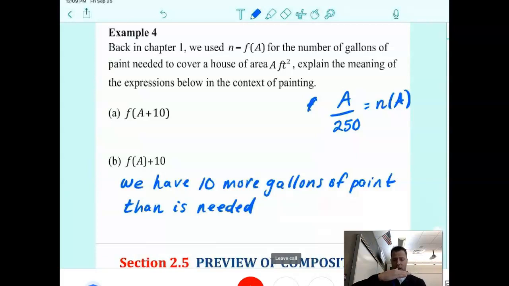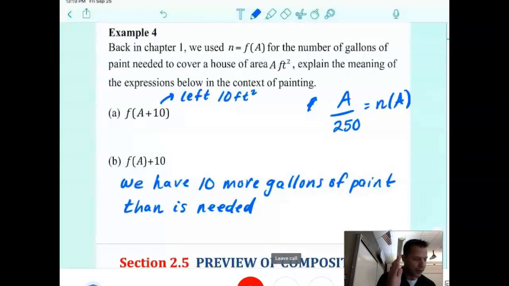Here's the original, A over 250, and then we added 10 gallons to the output, which means whatever you paint, however many gallons, you're adding 10 to that. We're always going to be 10 too many. The inside is about the square footage. So when you have A plus 10 here, you're thinking the graph would be moving left. The graph is going to move left by 10 square feet.